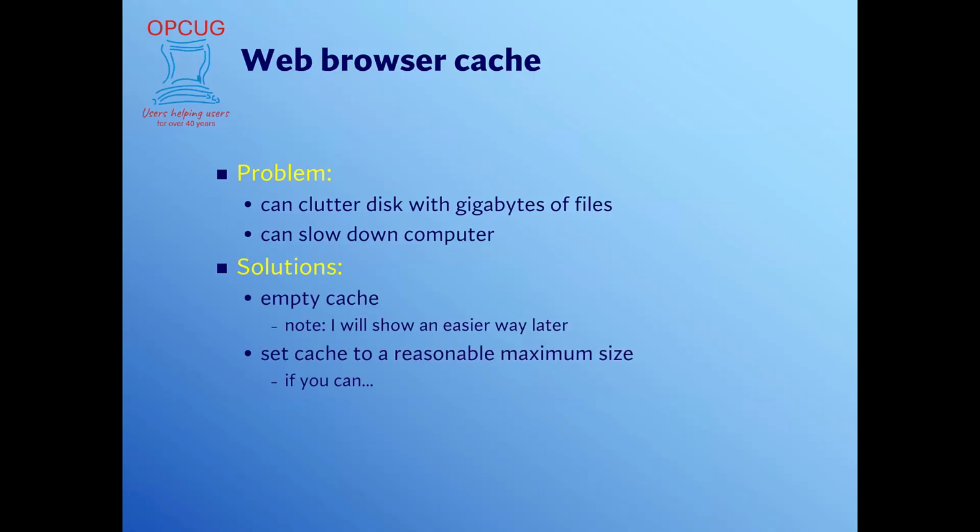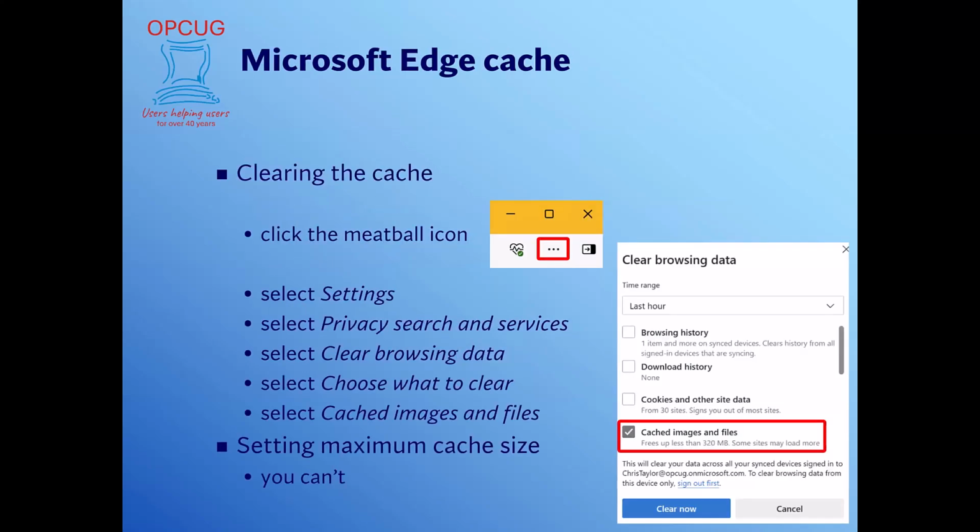So solutions, you can empty the cache. I'll show you an easier way to do it all later on, but you can also set the cache to a more reasonable size in one instance. So Microsoft Edge, to clear the cache, you go to the meatball menu and you go to Settings, Privacy, Search and Services, Clear Browsing Data, choose what to clear, Cached Images and Files.